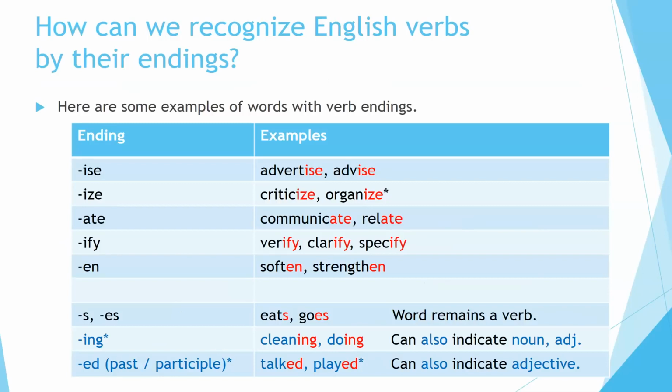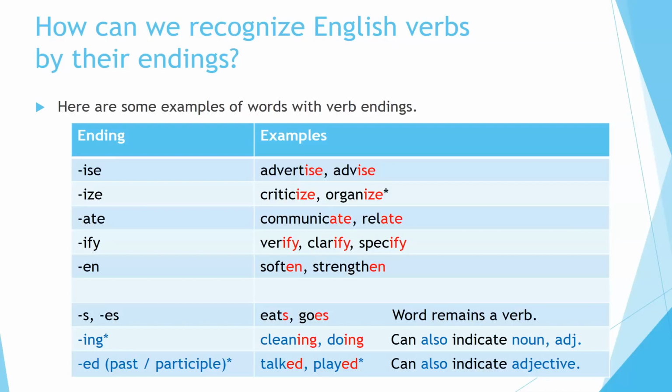How can we recognize English verbs by their endings? Here are some examples of words with verb endings. When you see the verb ending, you can sometimes know that it indicates a verb. ise or ize: advertise, advise, criticize, organize. What's the difference between these two spellings? Generally, in British English, they use ise endings, and for some of these verbs, in American English, we use the ize ending.